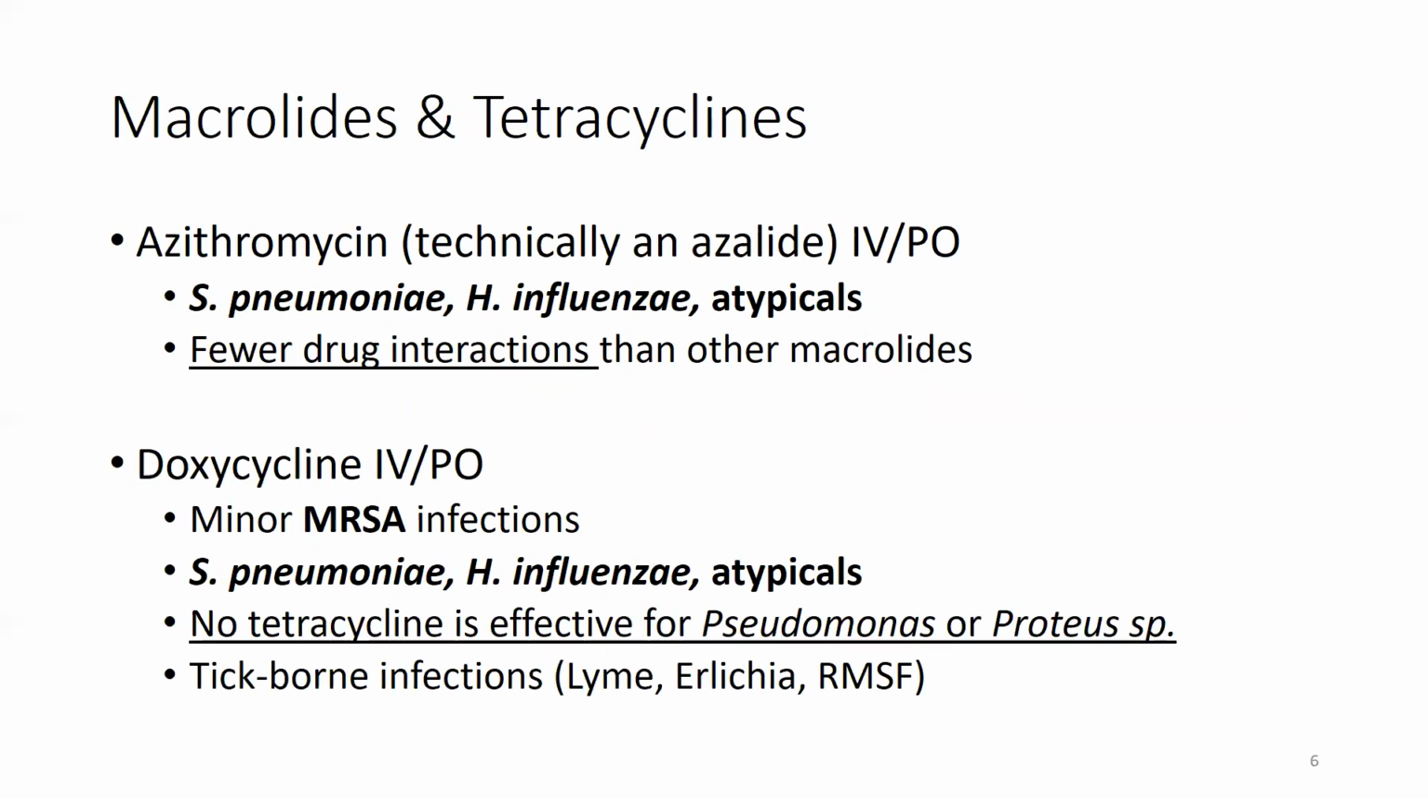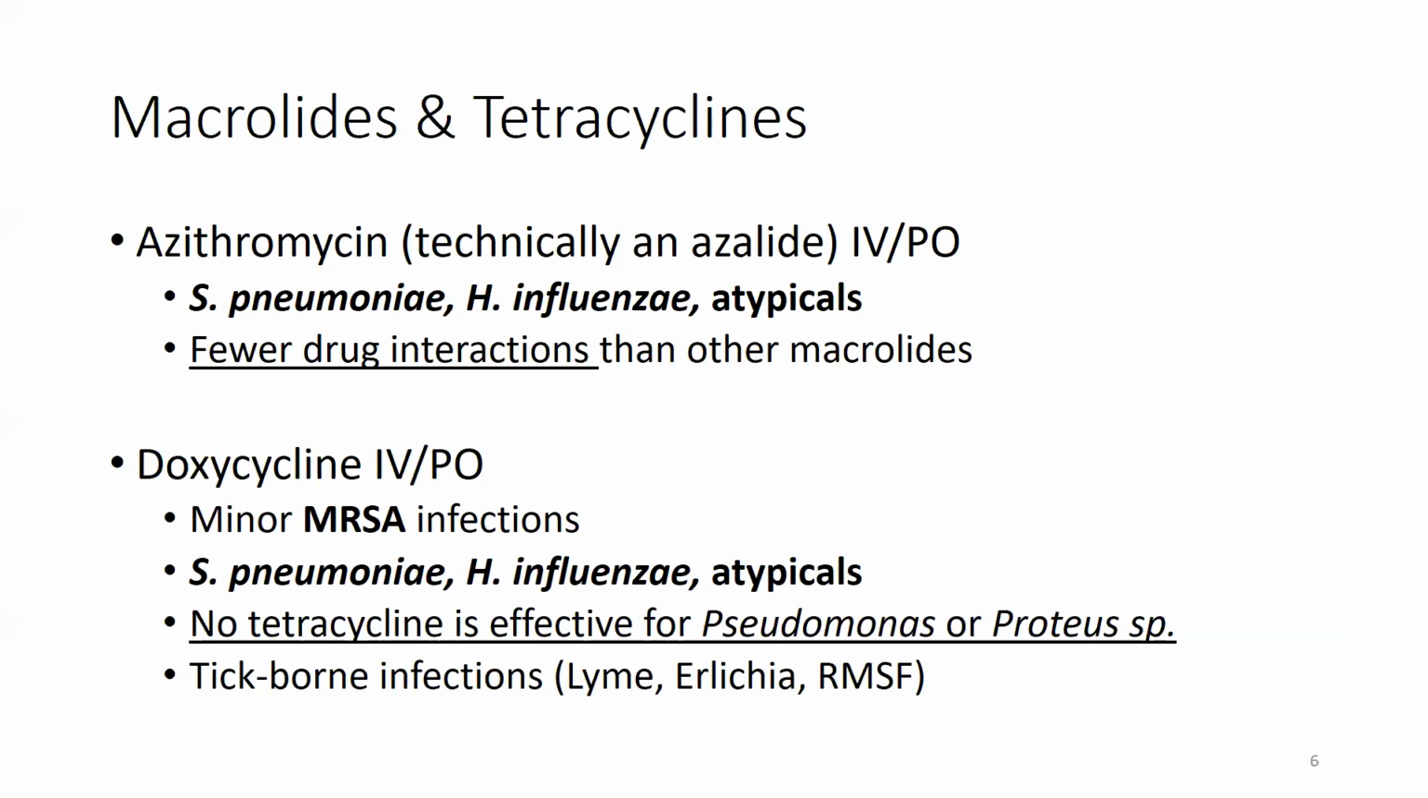Switching gears to more respiratory tract drugs, macrolides and tetracyclines, representatives of this class include azithromycin and doxycycline. Azithromycin is technically an azolide due to an extra member on its carbon ring, and that makes it a little more concentration dependent, which breaks the rule of ribosomal protein synthesis inhibitors being bacteriostatic and therefore time dependent.